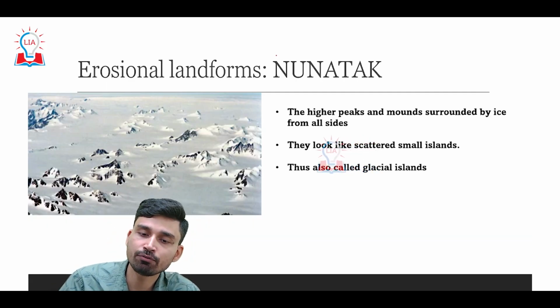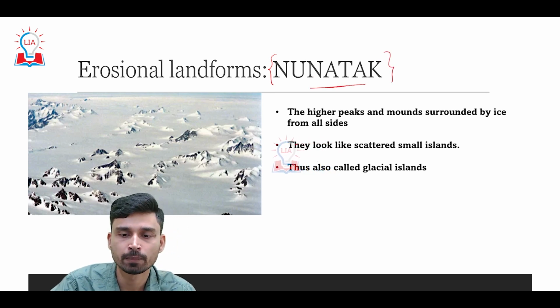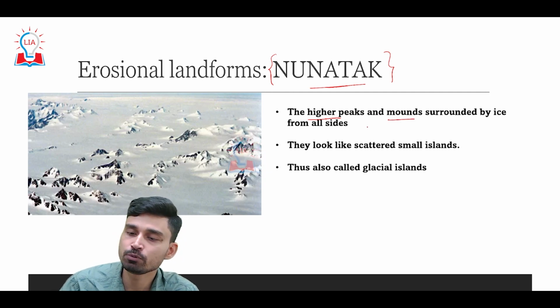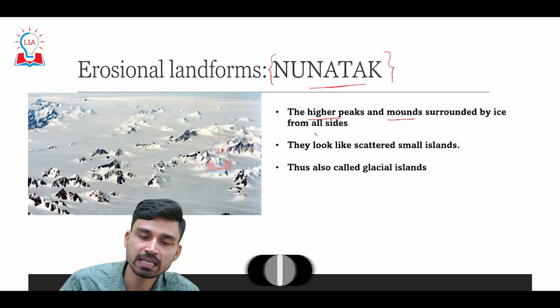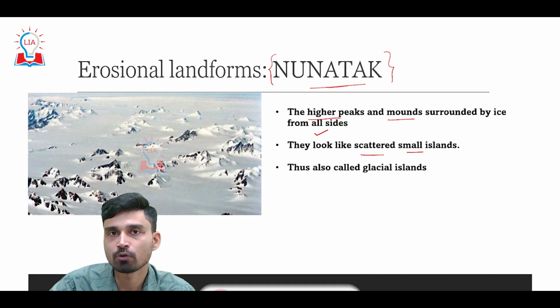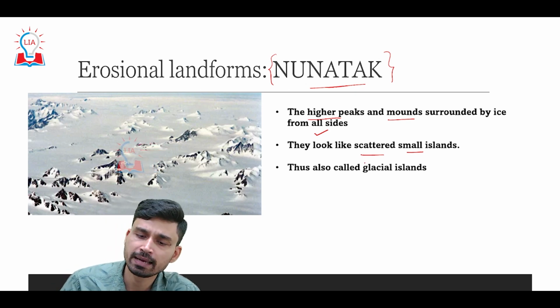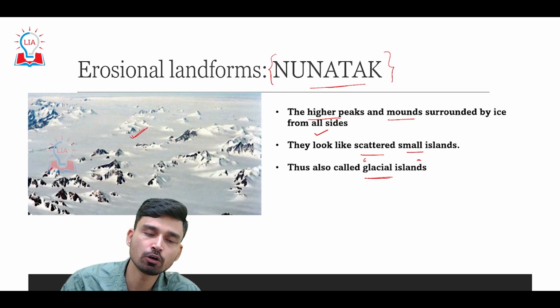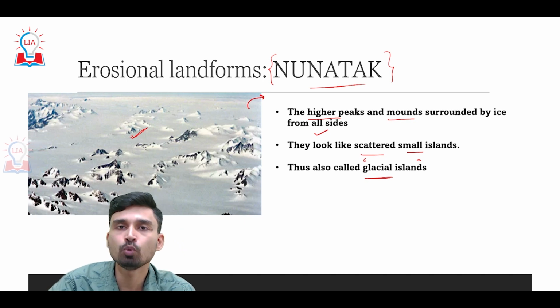Now, another interesting landform that develops in the glaciated region is the nunatak. Nunataks are higher peaks and mounts which are surrounded by ice from all sides. That is why, if you look at the top view, they seem like small scattered islands surrounded by ice from all sides, and that is why these are also called glacial islands. These are features which develop due to large scale movement of the ice or glacier, especially when the earth is in the cooling phase.